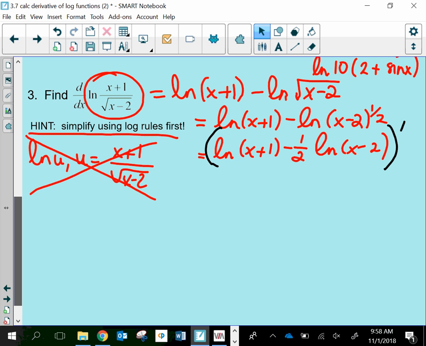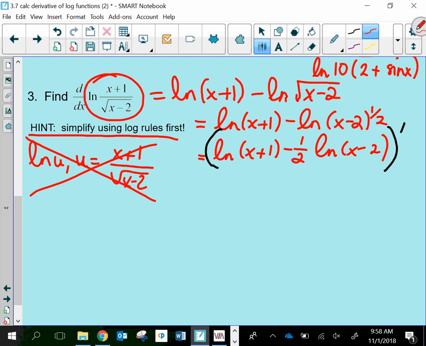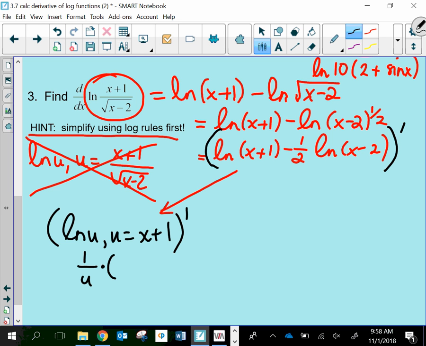All right, so how are we going to take the derivative of an ln of x plus 1? We're going to do ln of u, where u equals x plus 1. Differentiate: what's the derivative of ln of u? And the derivative of x plus 1? Okay, so that's nice. That's just 1 over x plus 1.